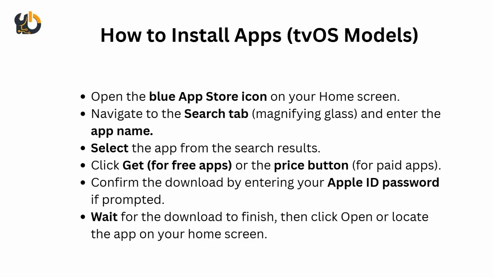Navigate to the Search tab, the magnifying glass, and enter the app name. Select the app from the search results. Click on Get for free apps or the price button for paid apps. Confirm the download by entering your Apple ID password if prompted. Wait for the download to finish, then click Open or locate the app on your home screen.